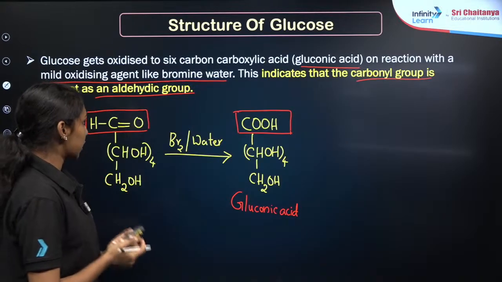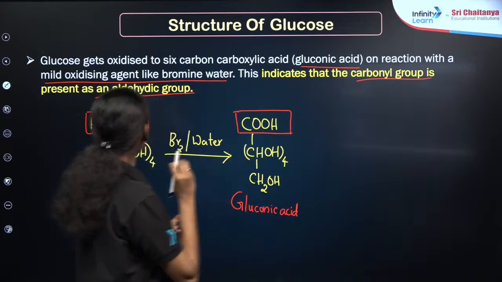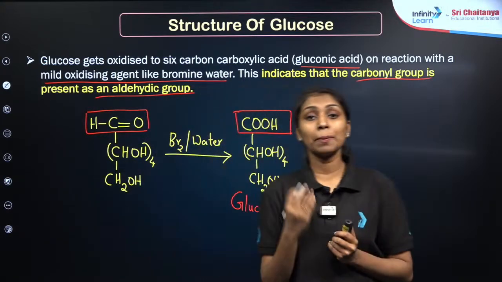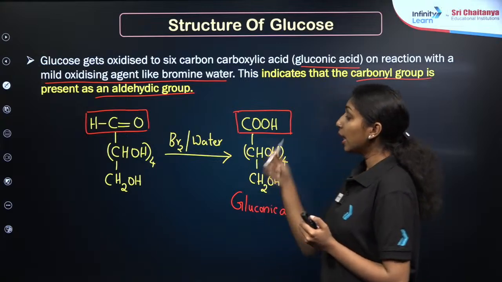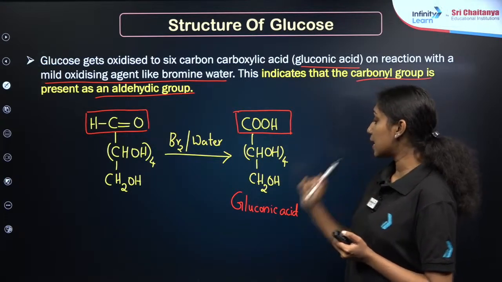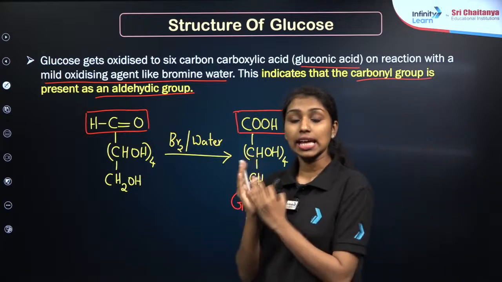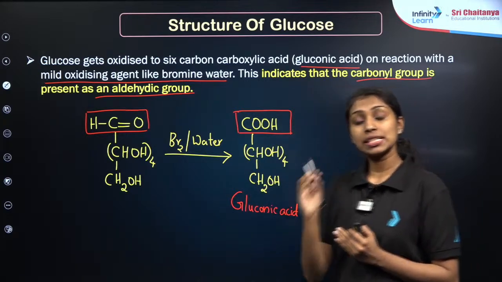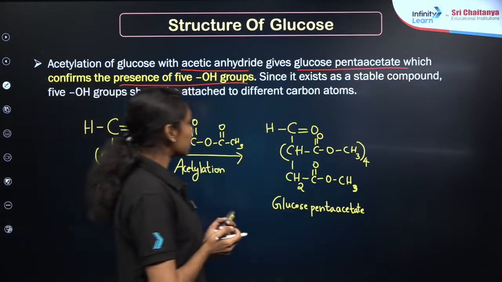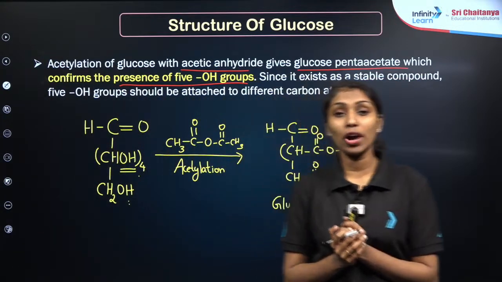We are taking the reaction here. When we do oxidation using a mild oxidizing agent, bromine water, it forms a six-carbon carboxylic acid known as gluconic acid, which indicates that the carbonyl group present in glucose is an aldehyde group. Now we have to identify the presence of OH groups.